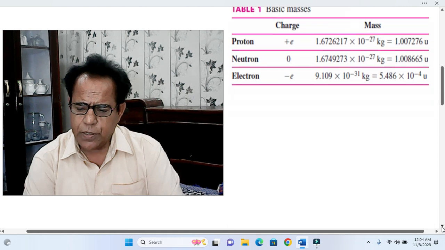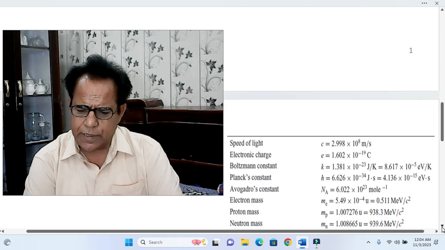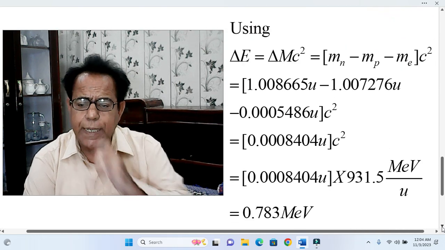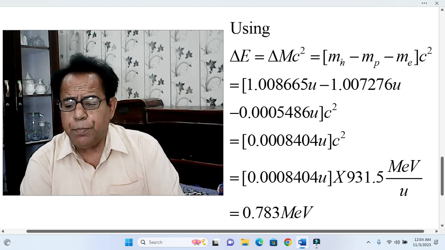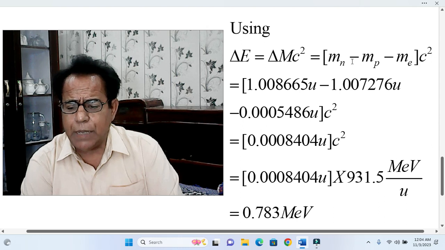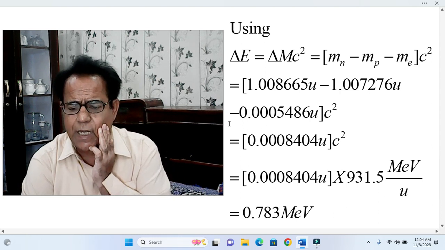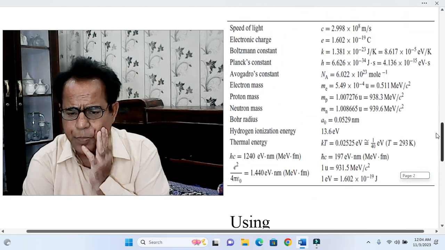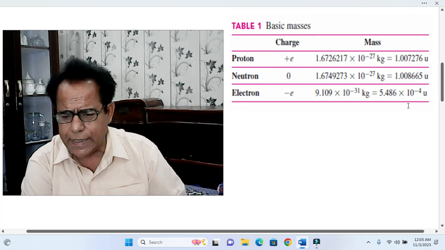Now we come back to the place where we left this problem. So delta E becomes equal to the mass of neutron, which is given in the table, minus the mass of proton, given in the table, minus the mass of electron, given in the table. 1.008. All these three values are those which are shown in the snapshot. We have taken these three values.